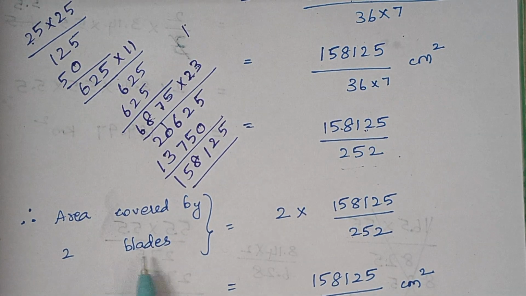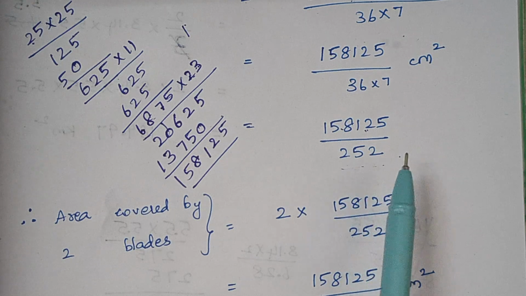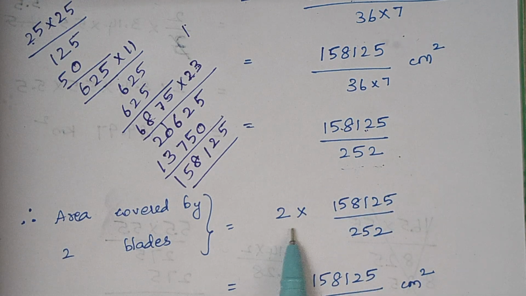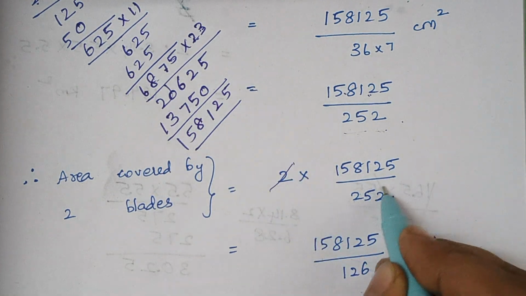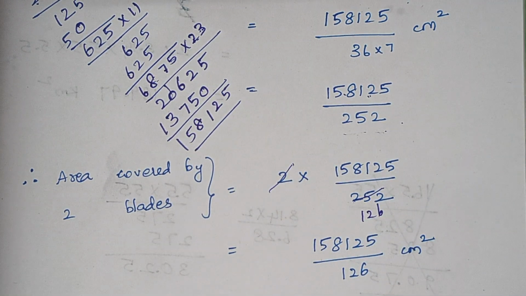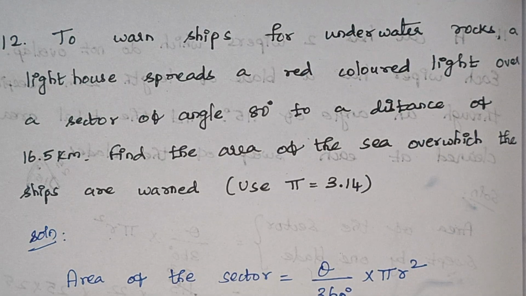Area covered by two blades is, we have to multiply this by 2 because this is the area covered by a single blade, right? So 2 into this one, so 2 and 252 cancel each other, and here comes 126. So here the final answer is 158125 divided by 126 centimeter square, right? So now we will move on to problem number 12.